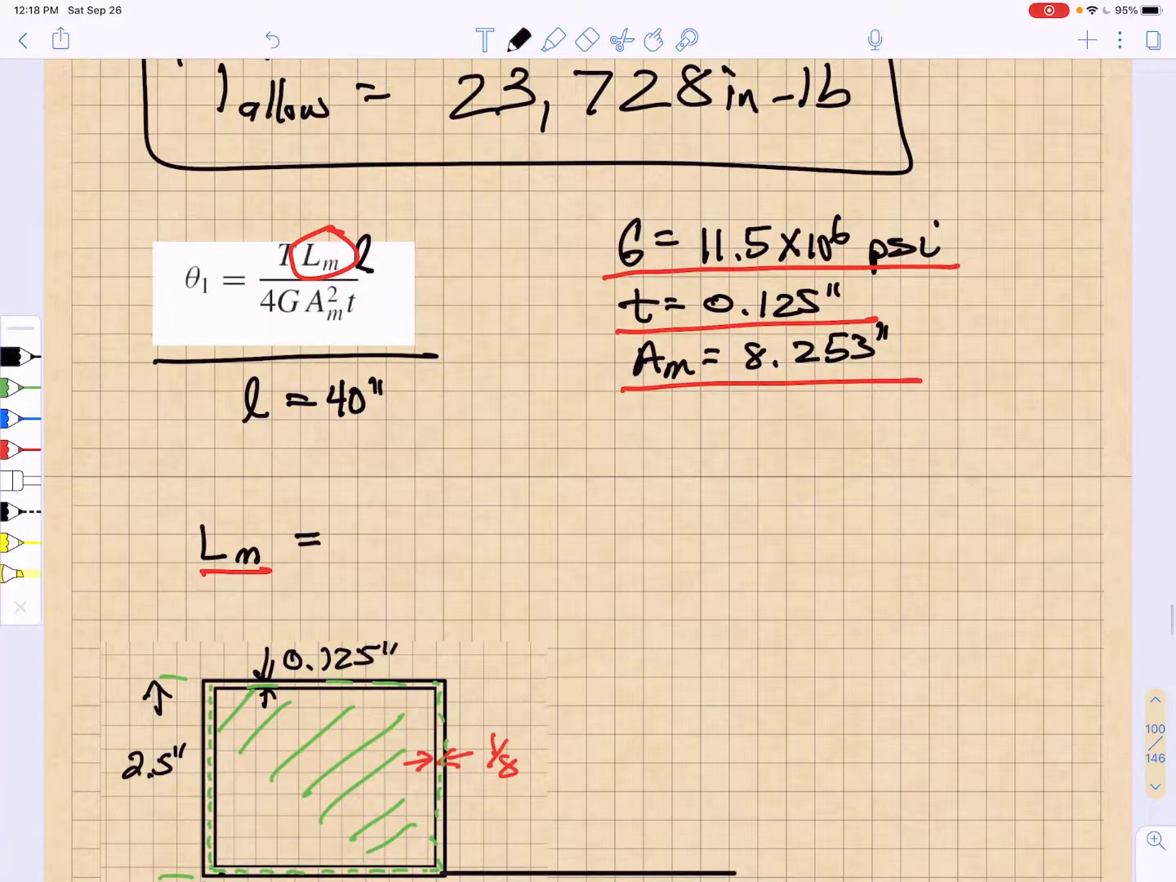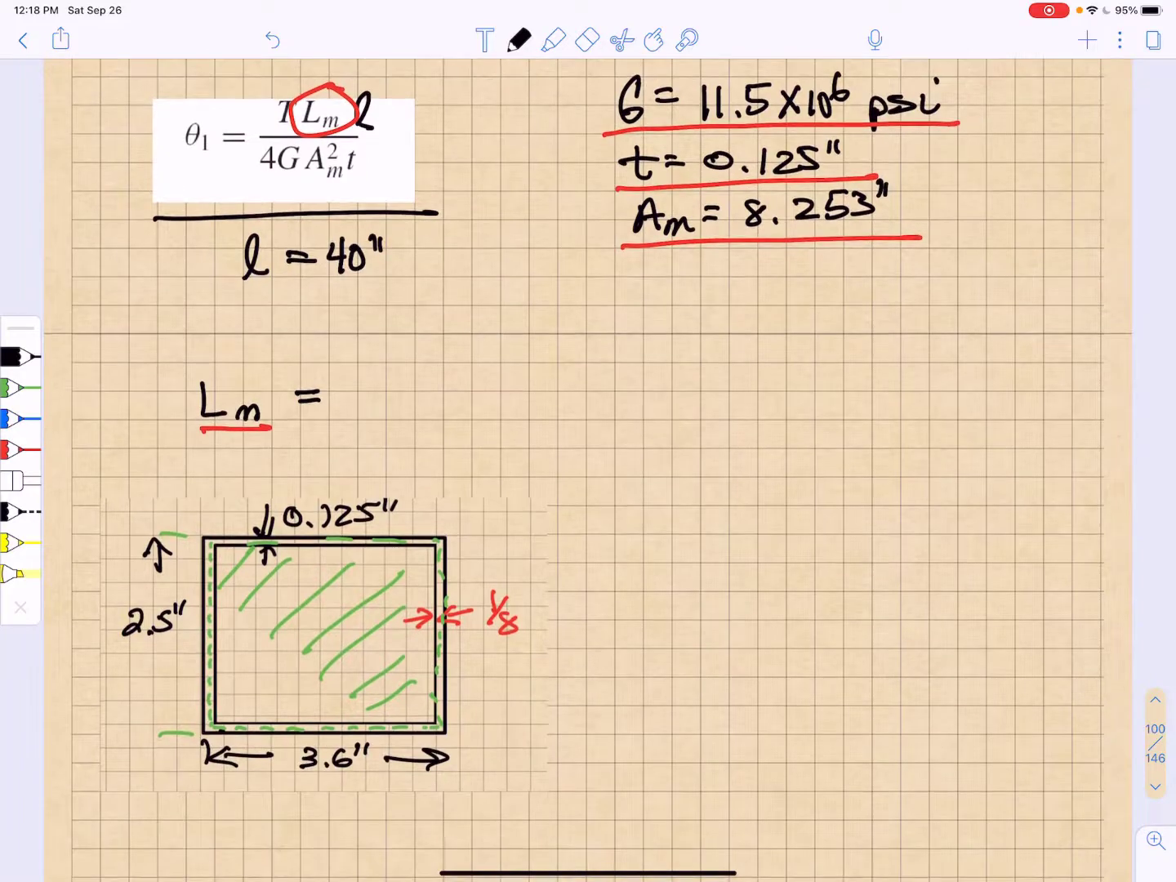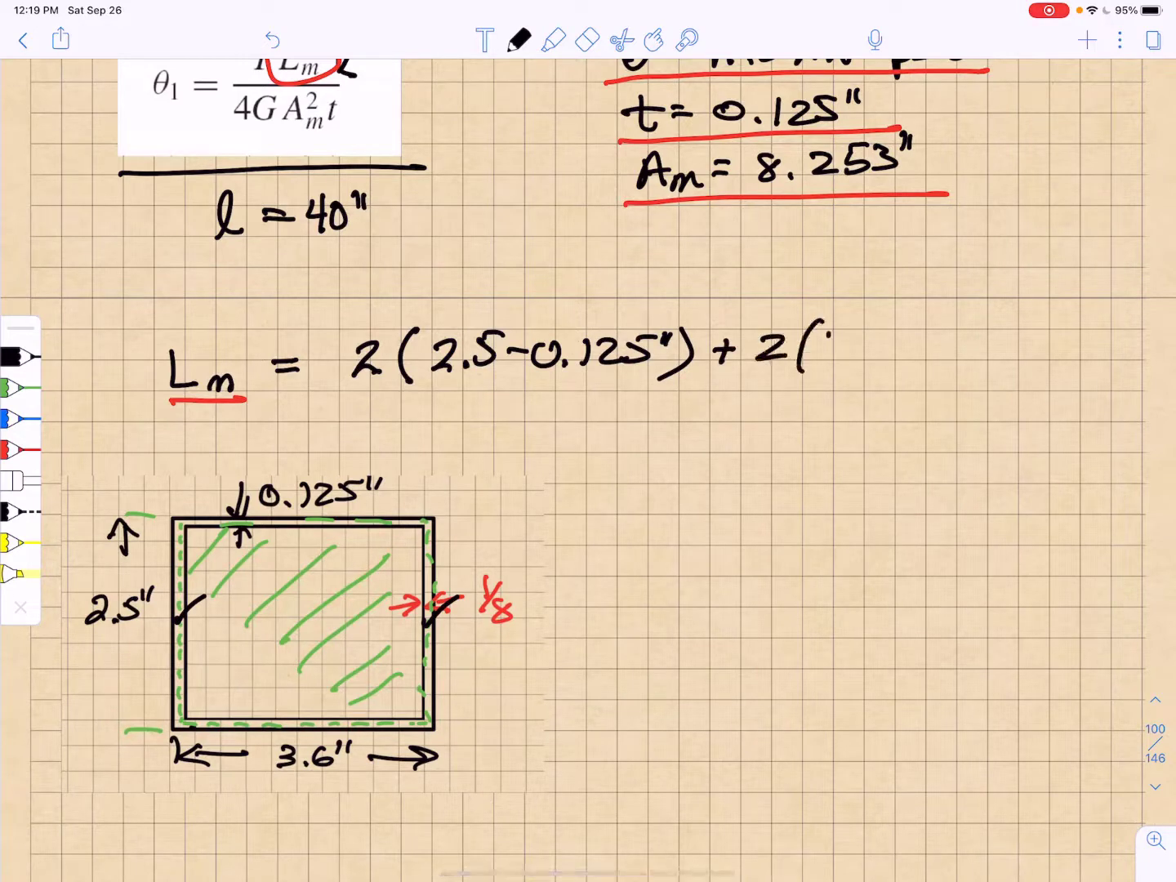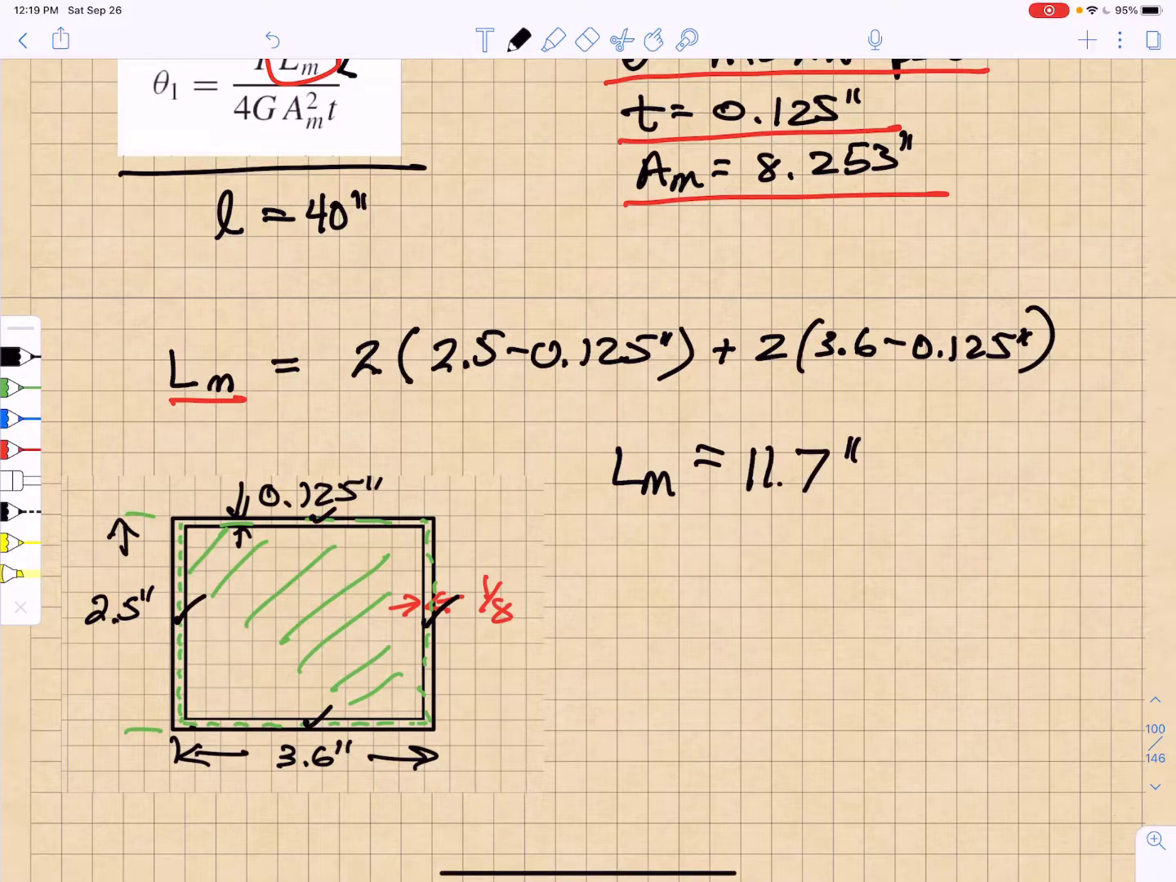In order to figure out what LM is, I'm going to go back and look at that box. It is just the length of the median line. I have two of these 2.5 minus 0.125 inch lengths. That's this side and this side. And I'm going to have to add to that two of the 3.6 minus 0.125 inch lengths. That's this side, and that gives me an LM value of 11.7 inches.